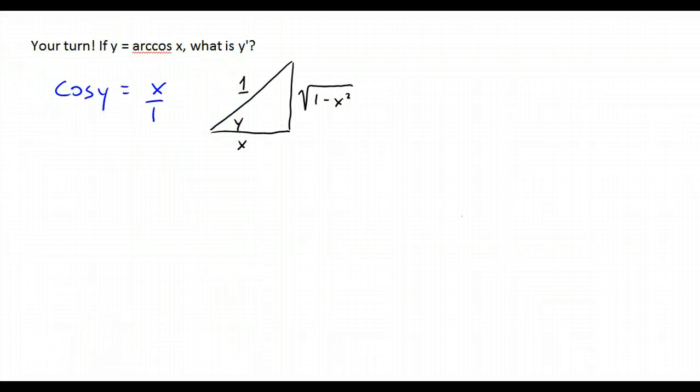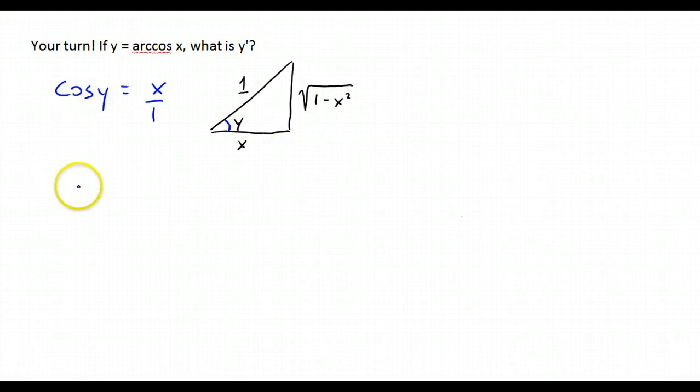Okay, think you've got it figured out? Here's what you need to do. Your triangle is going to have angle y down here. Since the cosine of angle y is x over 1, that means that this adjacent leg is x, the hypotenuse is 1, and that makes the opposite side the square root of 1 minus x squared.